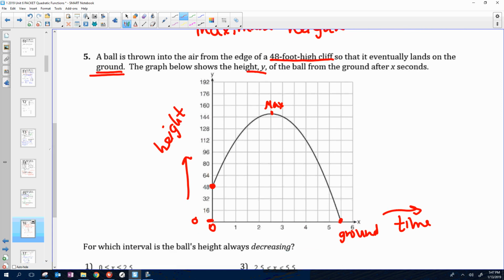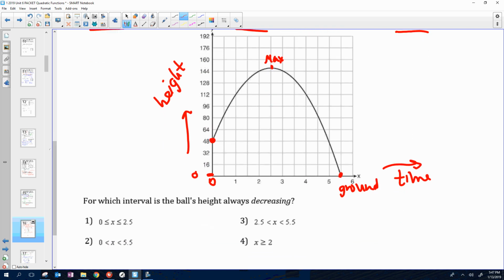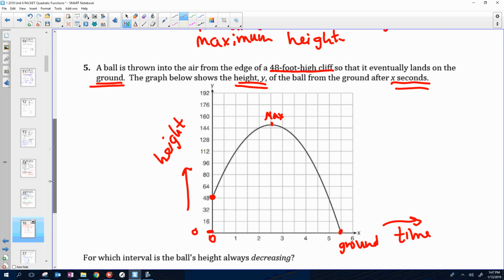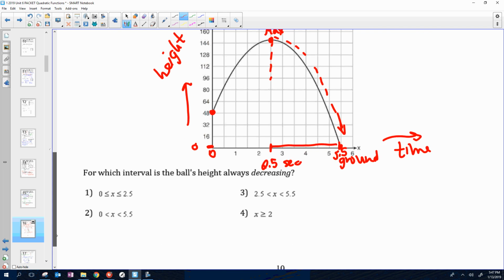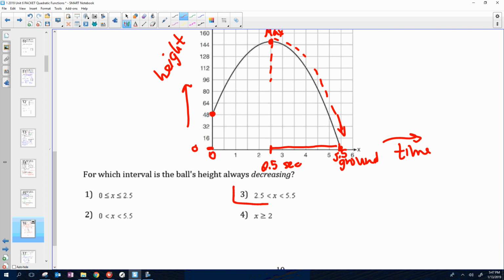Graph below shows the height. Oh yes, there it is, of the ball. X seconds, yep, that's time. For which interval is the ball's height always decreasing? It starts to decrease after it reaches its maximum. It goes downhill. Do you see that on the graph? So this maximum occurs at 2.5 seconds, and then it decreases until I reach 5.5 seconds and hit the ground. So from 2.5 to 5.5 looks like choice 3.